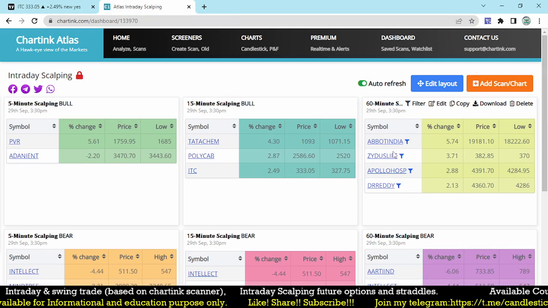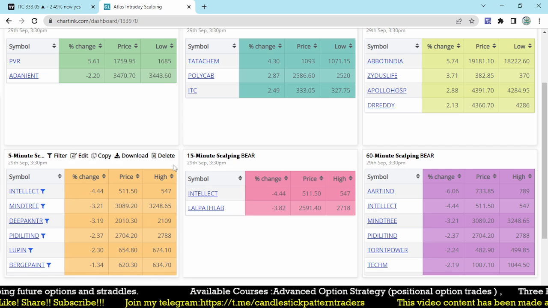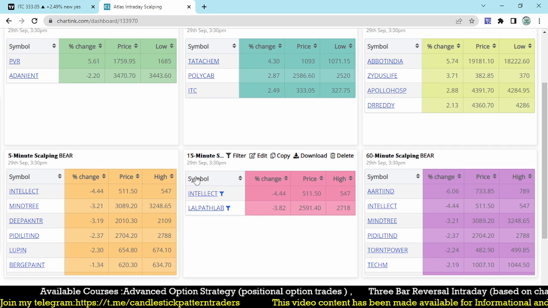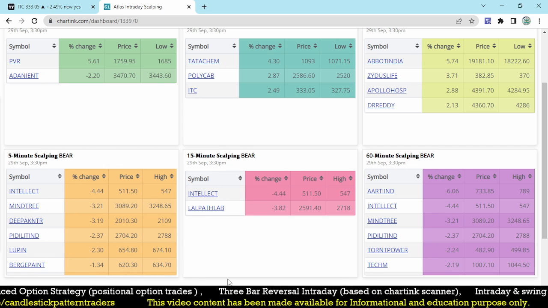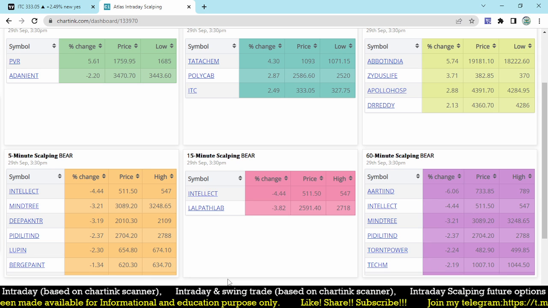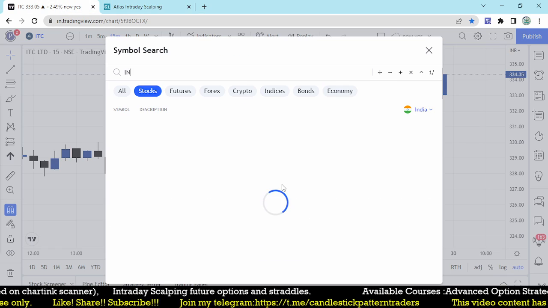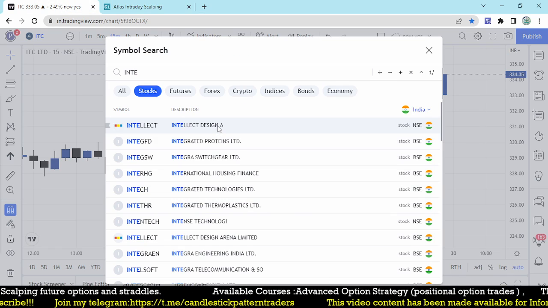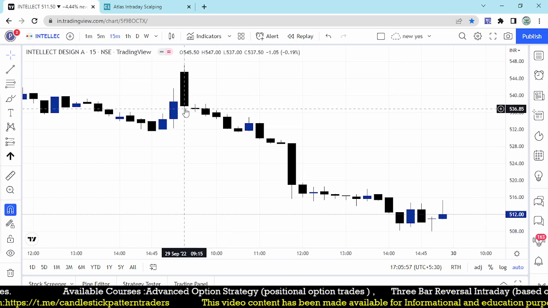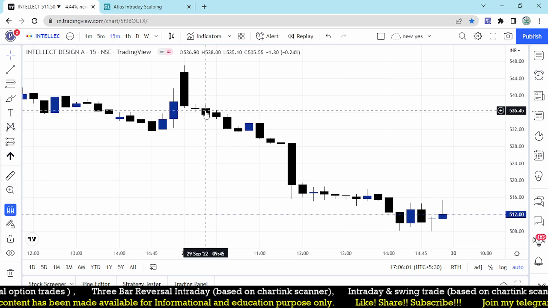And on hourly also, these are the stocks based on the same method. And the same Intellect and Lalpath Lab, which are in a 15 minute bearish trend. These are the negative stocks which form on a 15-minute basis. Let me go and check what happened on that stock, Intellect. Let me check, and 1, 2, 3 consecutive. That is what happened on the 29th. So it's huge.